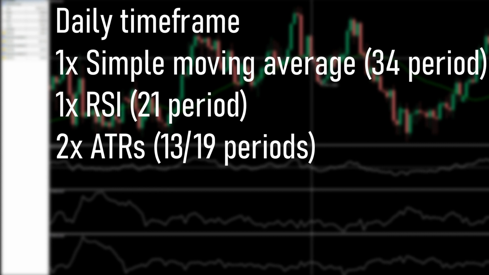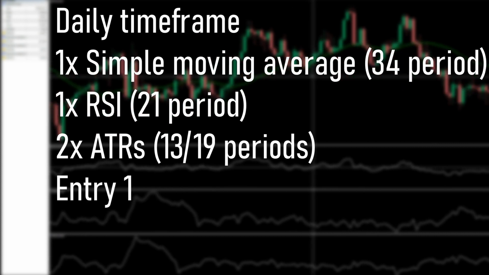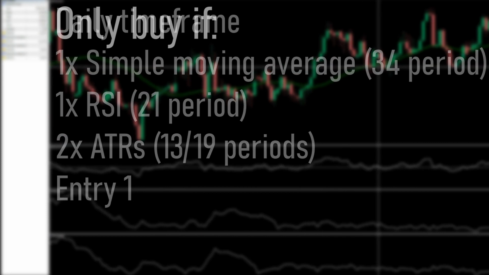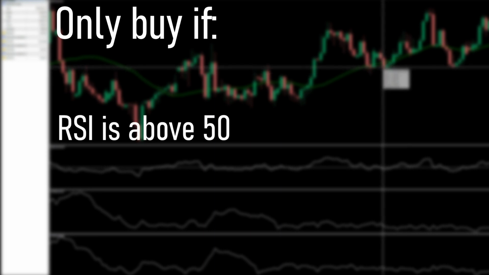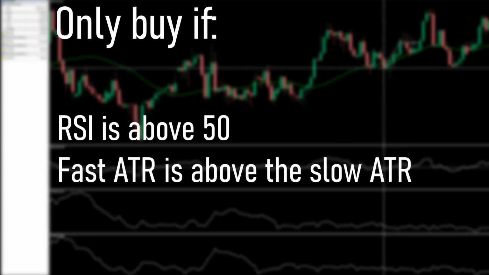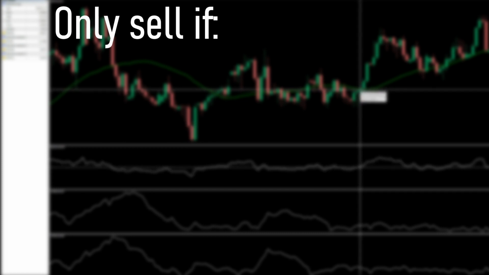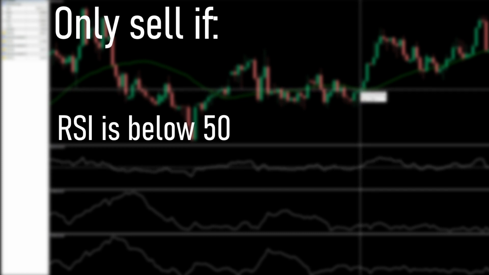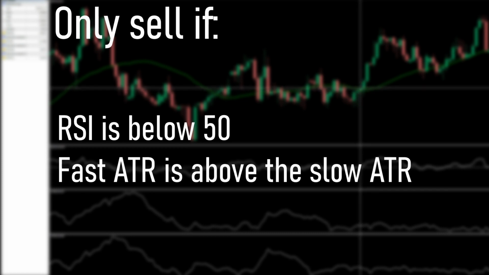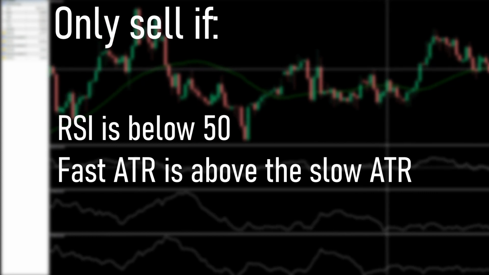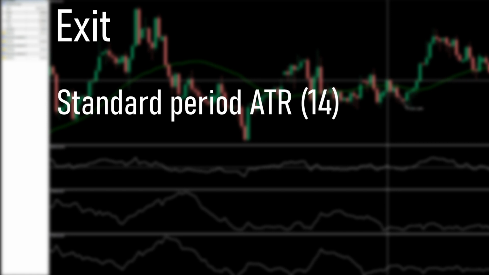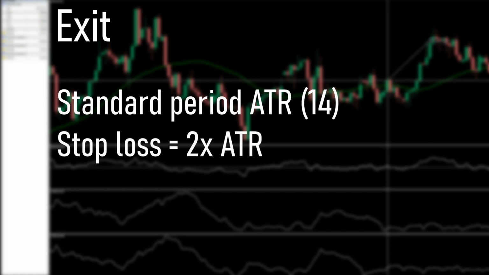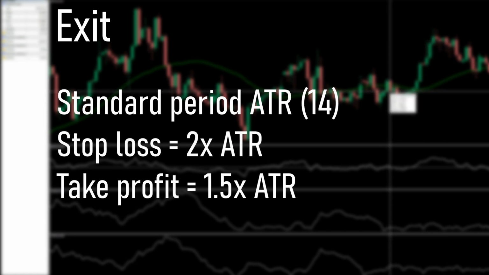Here's how it works. It uses entry 1, which, if you can remember, happens when the price crosses above or below the moving average. Now, you only take buy signals if the RSI is above 50 and the fast ATR is above the slow ATR. And you only take sell signals if the RSI is below 50 and the fast ATR is above the slow ATR. It uses the ATR to calculate stop loss and take profit in order to exit. Stop loss is 2 times the ATR and take profit is 1.5 times the ATR.